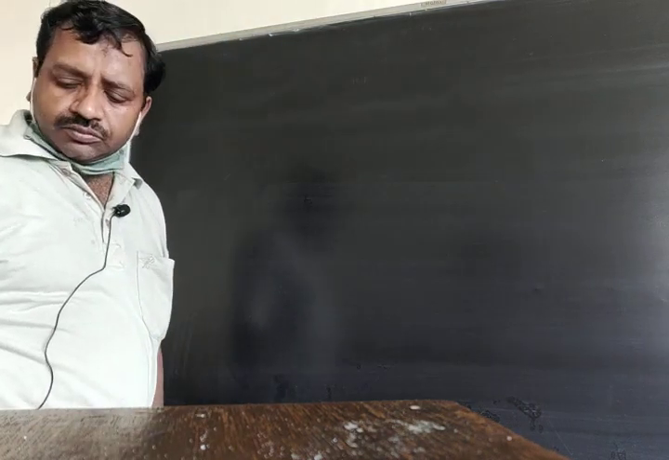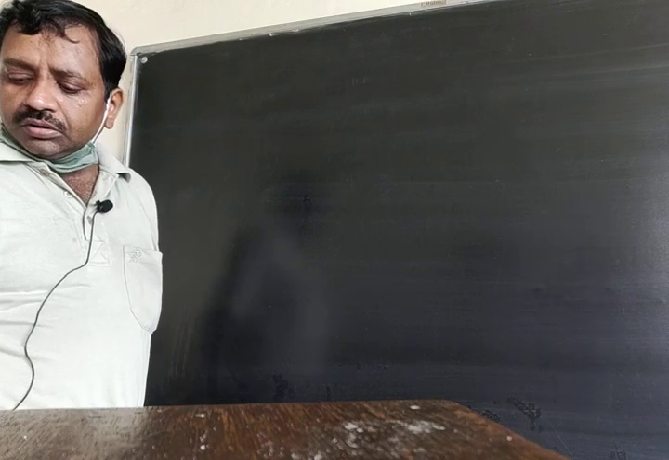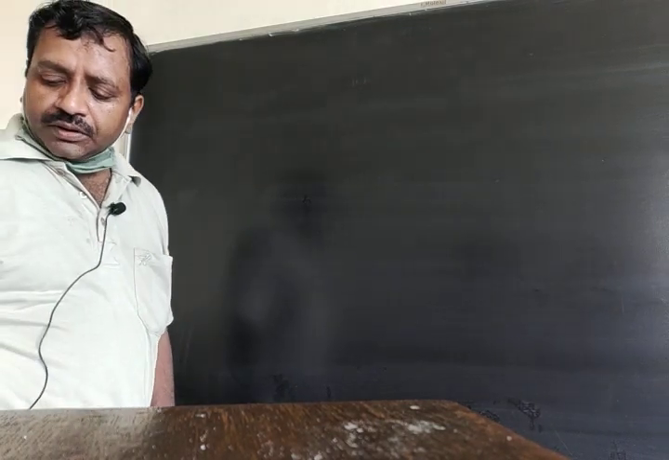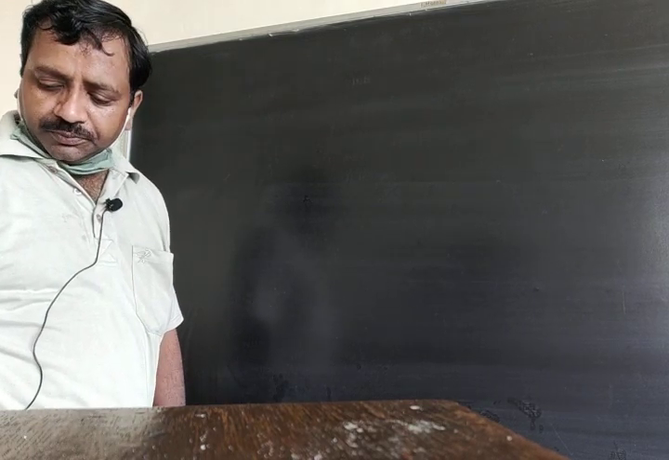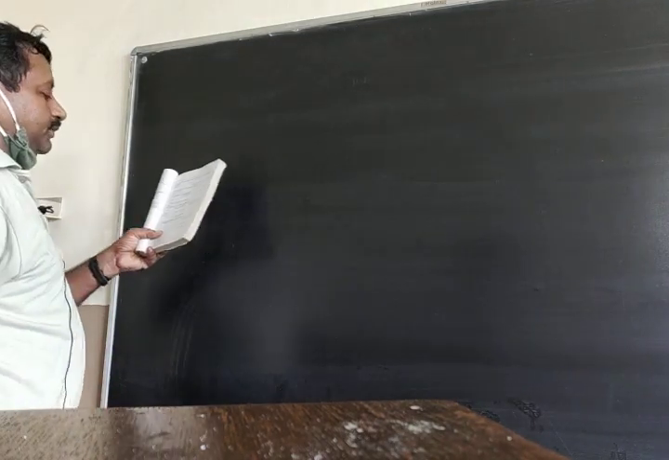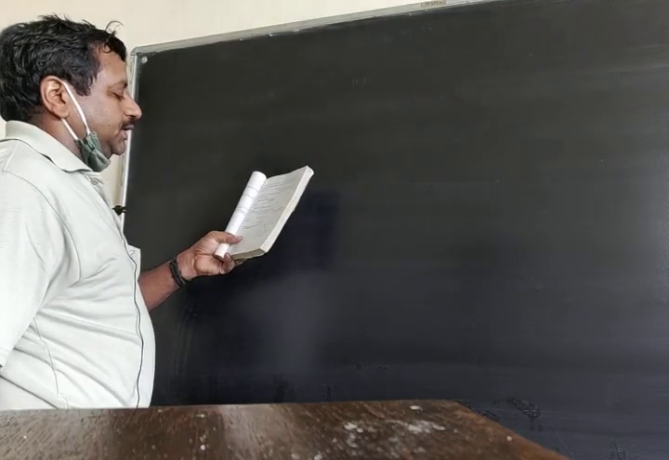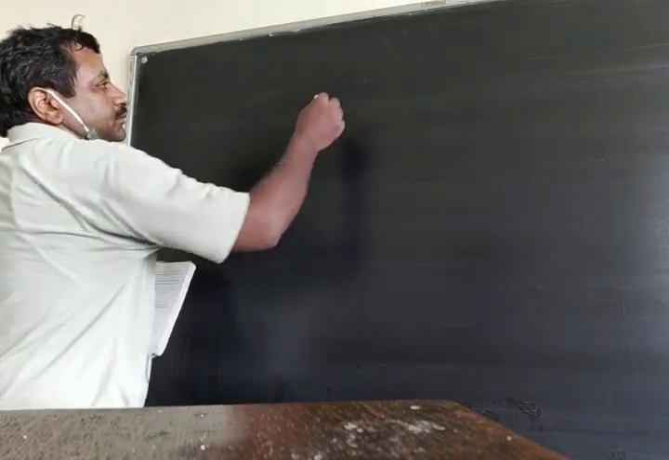Good morning children. Today we will discuss exercise 6.2, chapter 6, lines and angles, and I am Vinod Mittal from Springfield Public School. So the very first question is: find the values of x and y and then show that AB is parallel to CD.